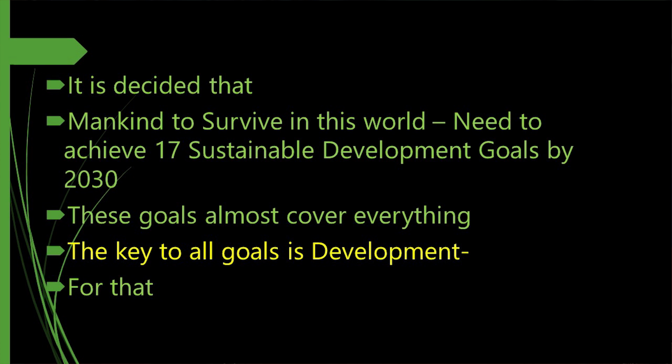So if we achieve these 17 sustainable goals, because these goals almost cover everything, the key to all these goals is development. What do we go after? We go after the development, whether we are a scientist, an economist, a government official or anything. So we are going for development. And development is needed for basic poverty alleviation, and poverty alleviation and all these things are covered by the 17 sustainable goals.